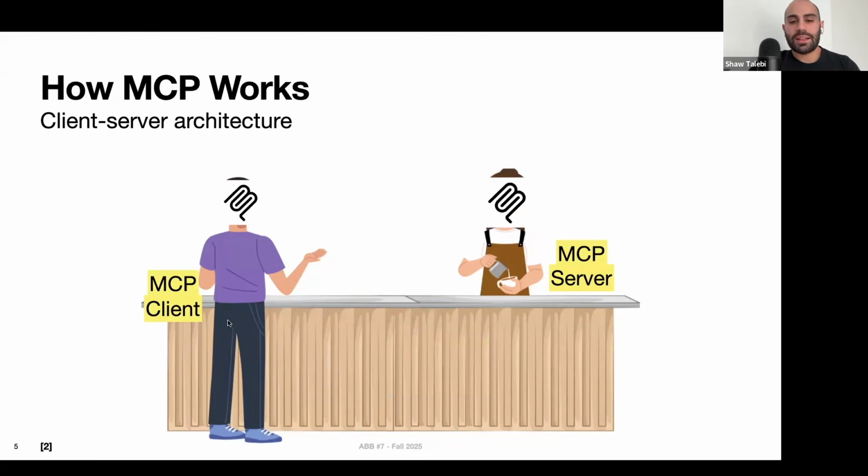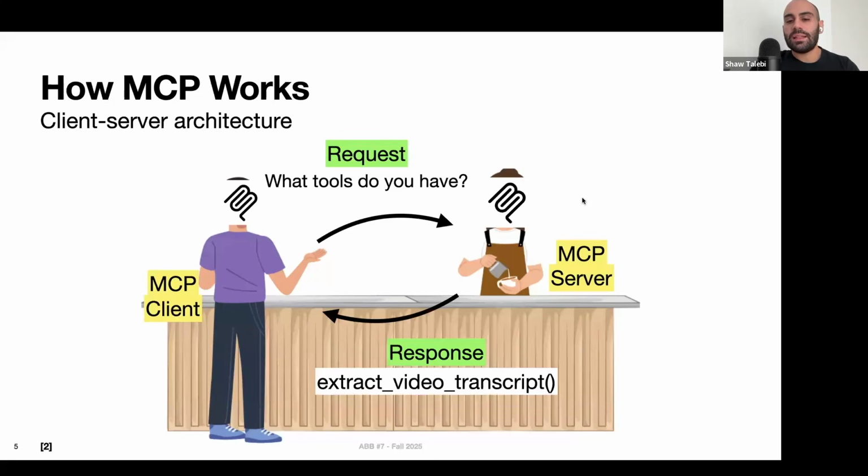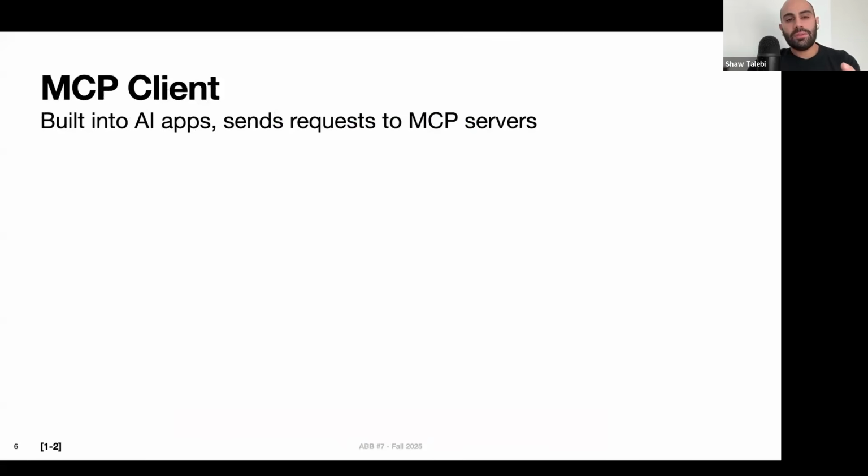So instead of a client at a coffee shop and a barista that is the server, you'll have an MCP client and an MCP server. Basically, the requests that the MCP client might make are things like asking the server what tools it has available, and then the MCP server will respond with things like the list of whatever tools it has. Let's dive into each of these parts of the MCP workflow. We'll start with the client.